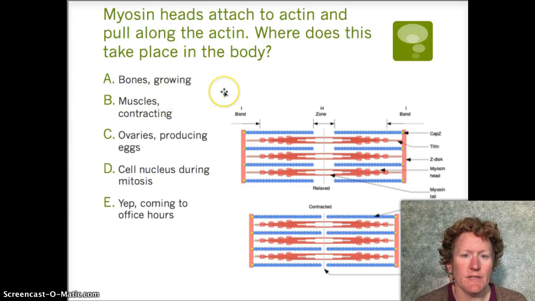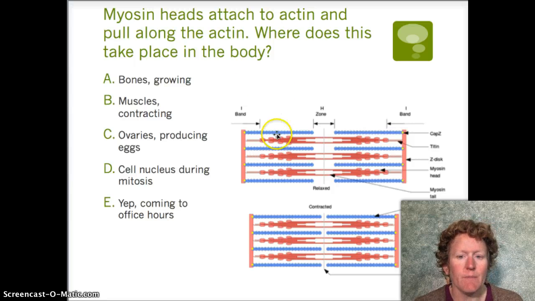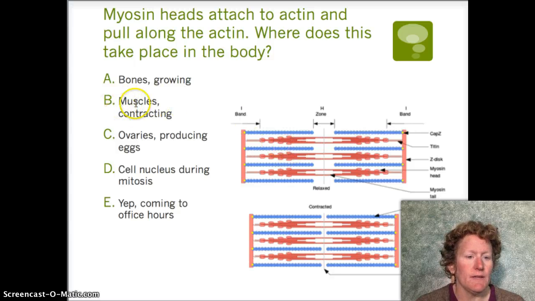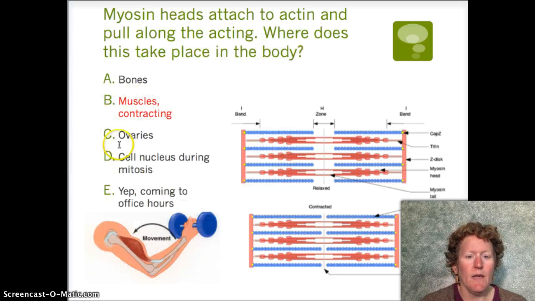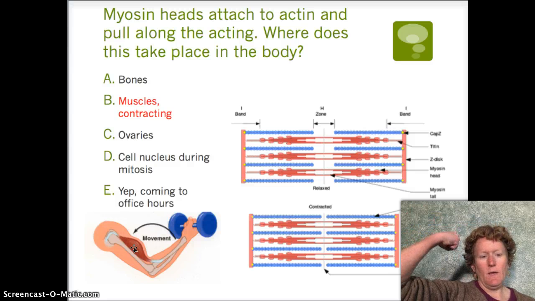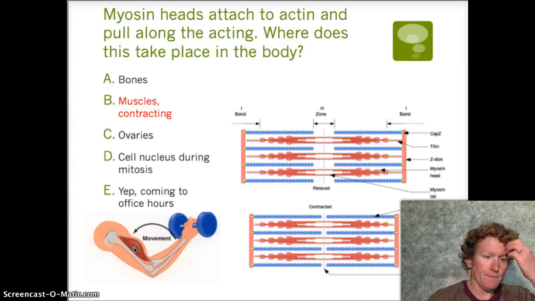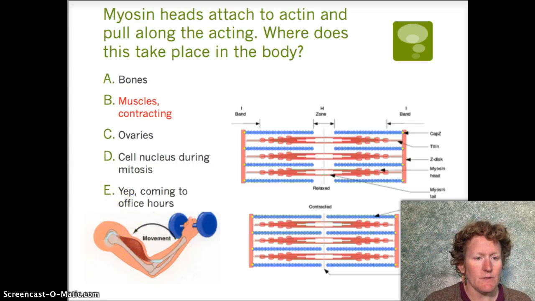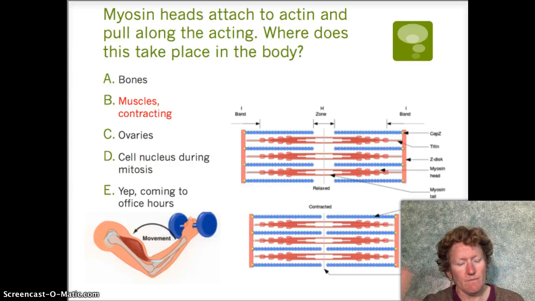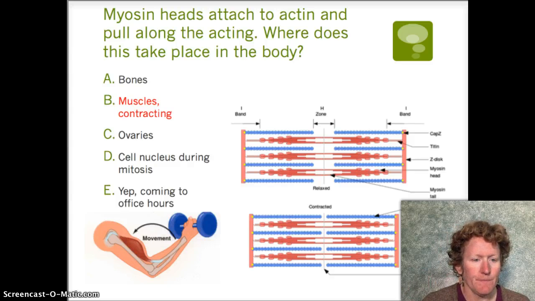Myosin heads attach to the actin and pull along the actin. Where does this take place in the body? We looked at this type of cell earlier, and we know that it is a muscle cell. So if you guessed muscles contracting, that's exactly true. Here's a muscle movement that's flexing, shortening this muscle right here, and that draws in your forearm. There are other ways that muscles contract, but we're not going to talk about those right now.